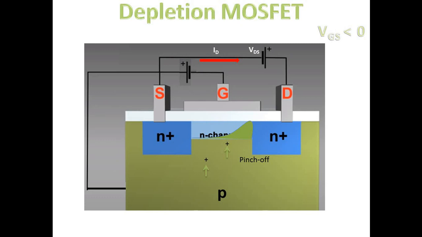So this is the scenario where you have VGS off, that is the negative voltage that we have, beyond which no current can flow through the device. So that is my cutoff voltage VGS off.